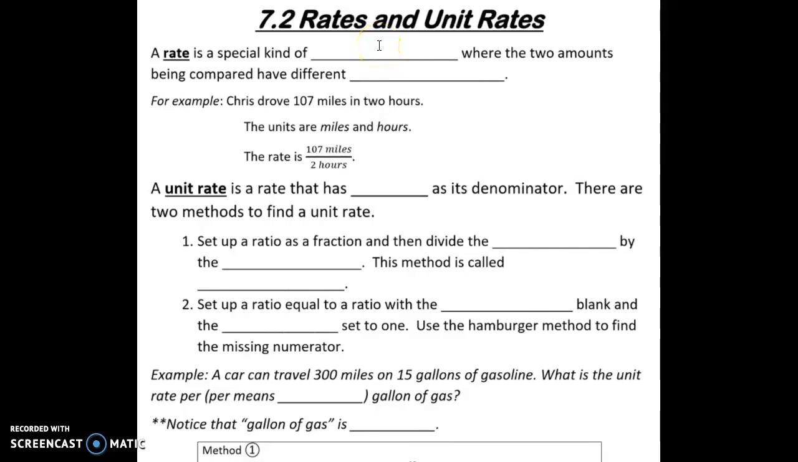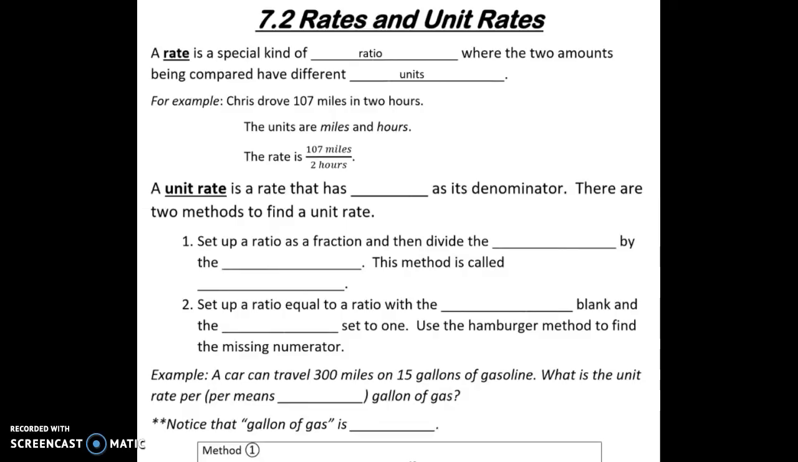Welcome to 7.2, Rates and Unit Rates. A rate is a special kind of ratio where two amounts being compared have different units. Now you remember that when we were studying ratios, a ratio is two amounts being compared that have the same unit, but in a rate we have two different units.